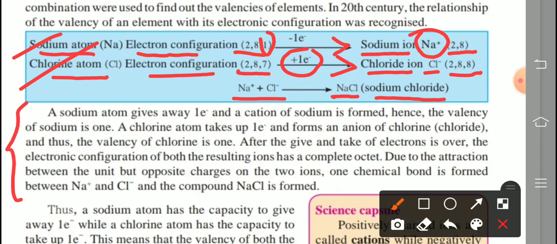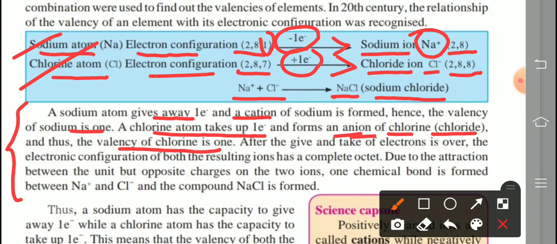Now see that a sodium atom gives away one electron and forms a cation. Cation means the positive ion of sodium is formed. Hence the valency of sodium is 1. Why is the valency of sodium 1? Because one electron is lost from its outermost orbit. A chlorine atom takes up one electron and forms an anion. Anion means the negatively charged ion of chlorine, called chloride. And thus the valency of chlorine is also 1, because it gains one electron.